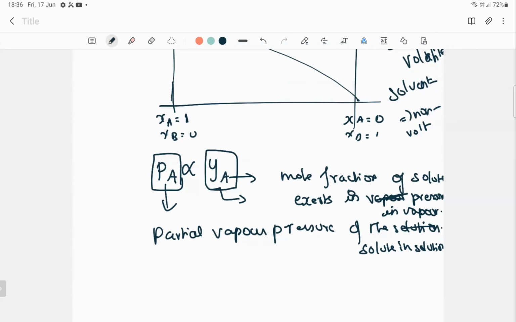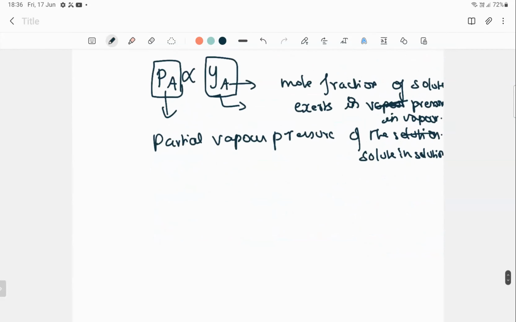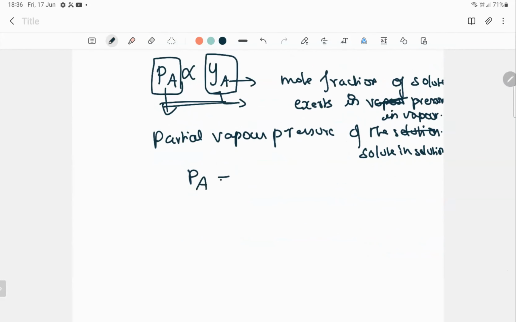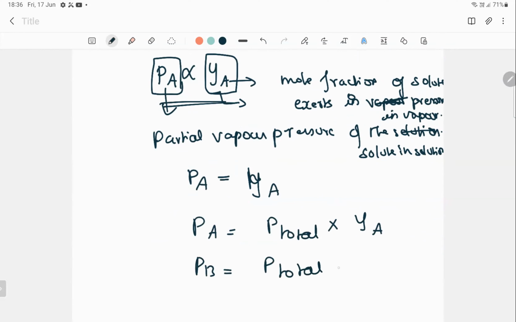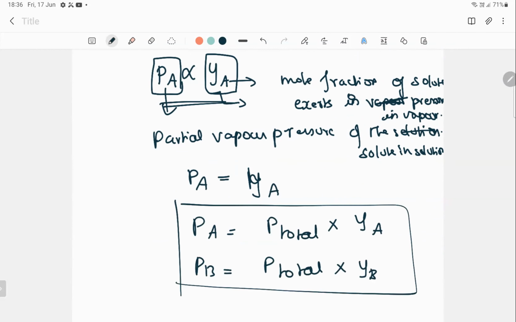Now I'm incorporating one more thing. So this equation can be written as PA is equal to P total into YA, and PB is equal to P total into YB. That's it. Why I have written total, answer that. Solute and solvent, I have written one thing. These are all the formulas.